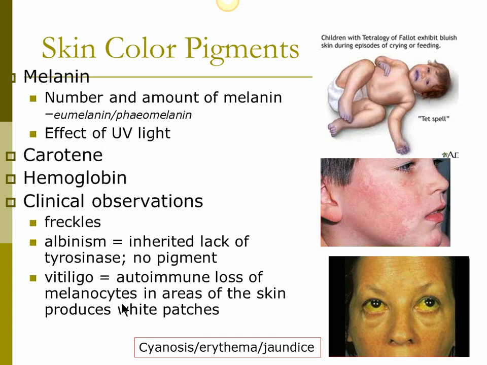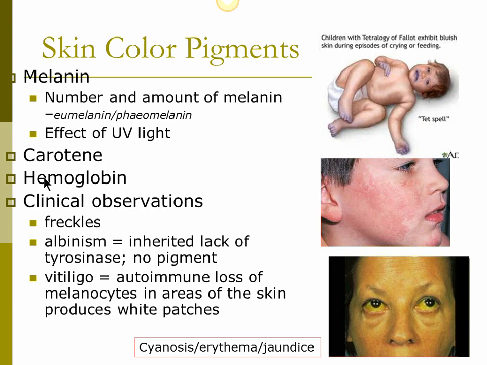Now let's look at skin color pigments and some other clinical applications that have to do with skin color. So melanin is one of the pigments, carotene is another pigment, and hemoglobin is the third pigment. Hemoglobin is in the blood, which carries red blood cells, and red blood cells have the hemoglobin pigment. So these are the three pigments.